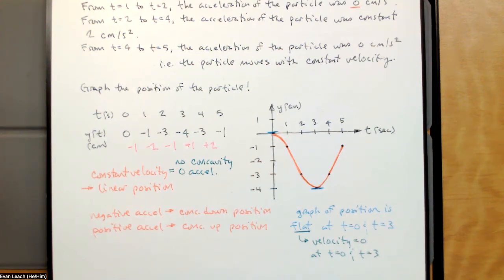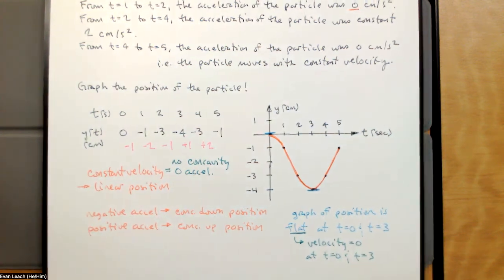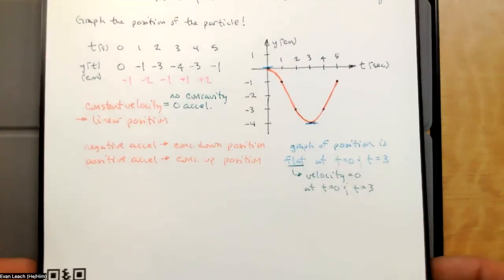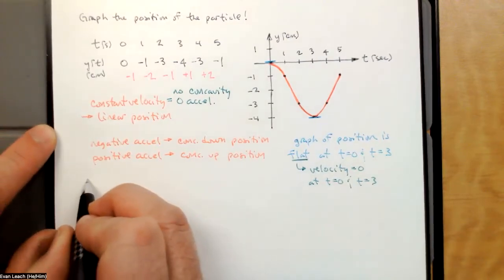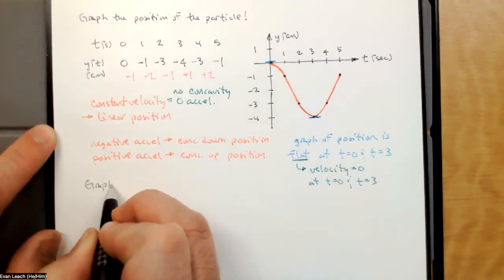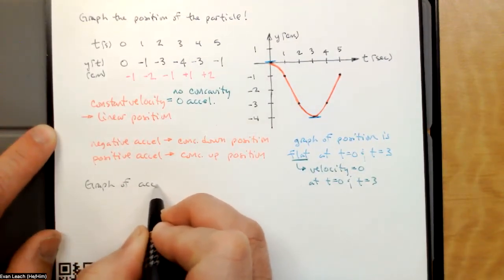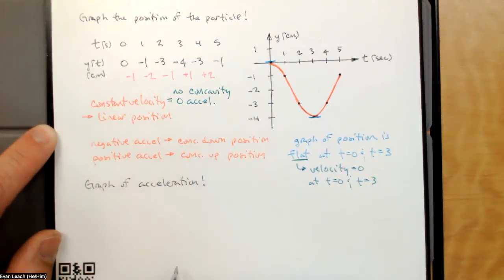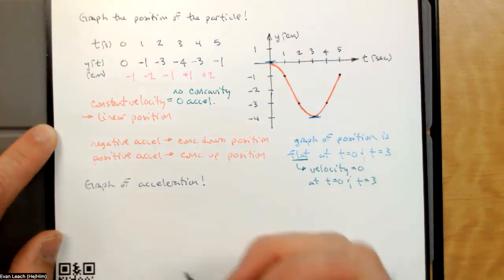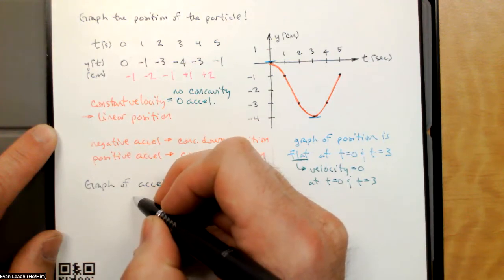We can also graph the acceleration. It doesn't seem like an important thing to graph, but we do get some information out of it. So at the top of the page, from 0 to 1, the acceleration was a constant negative 2 centimeters per second. So I don't need a lot of graph here.